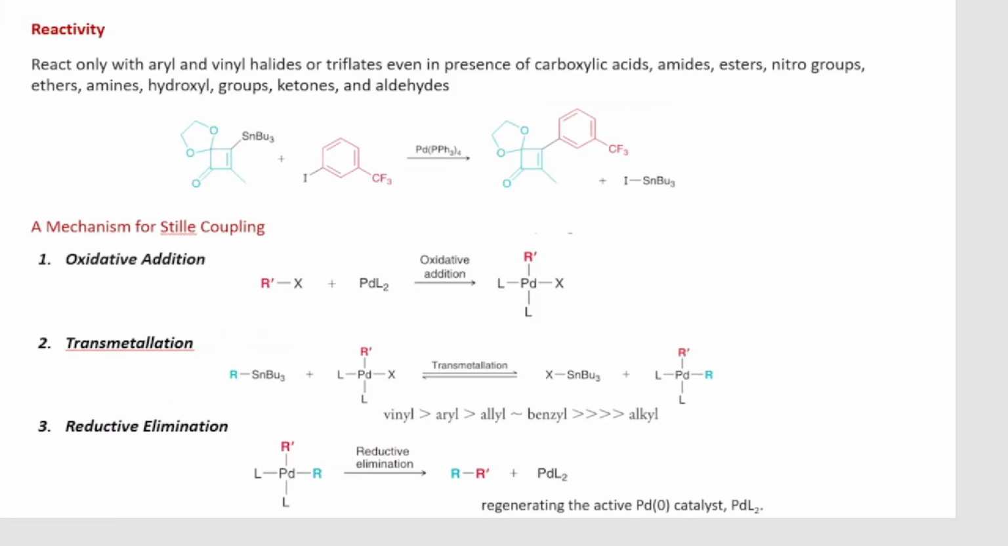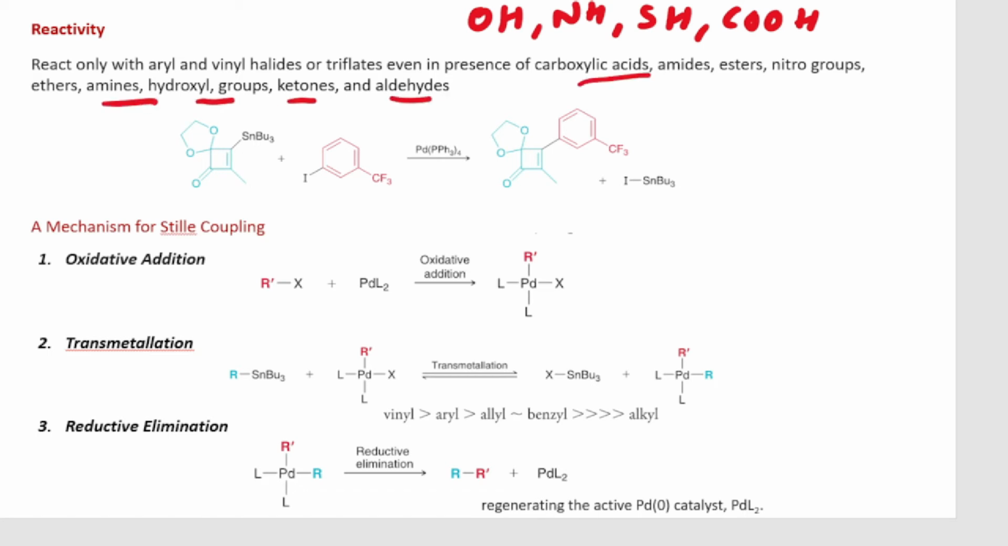Now we will talk about reactivity. In Grignard reagents, you have seen that if there is an OH group, NH group, SH group, or acid group, your Grignard reaction doesn't happen. But in the organostannane or Stille reaction, whenever there is an amine, hydroxy group, ketone, aldehyde group, carboxylic acid, amide, ester, or nitro, they do not affect the reaction because the Stille reaction is very selective.